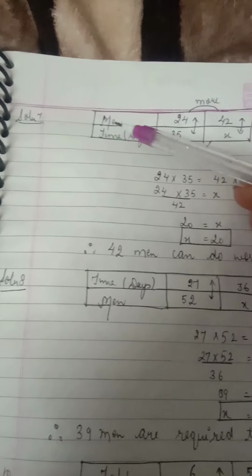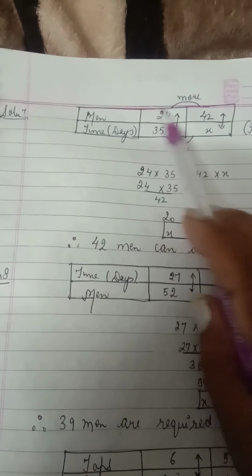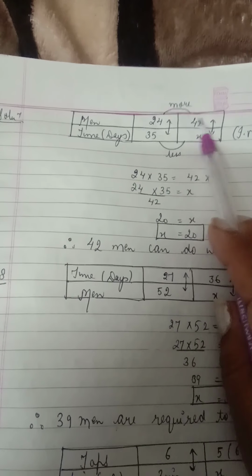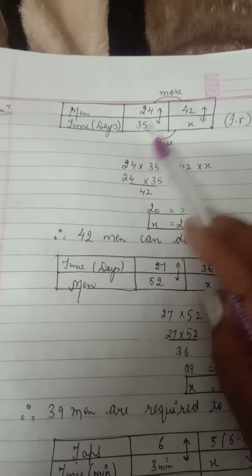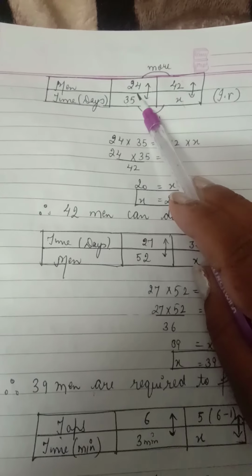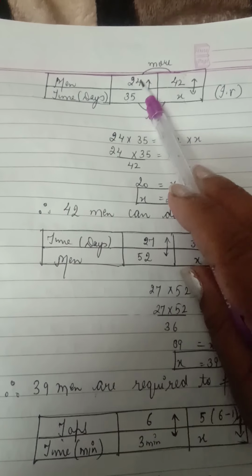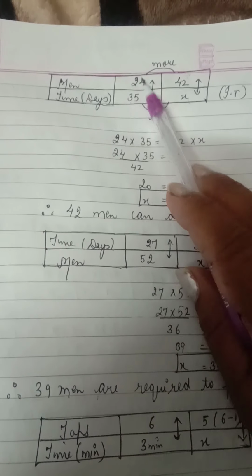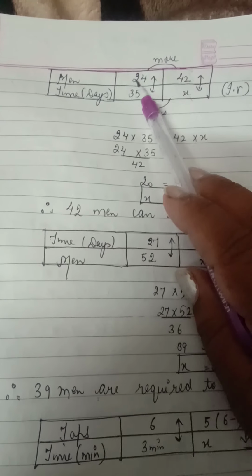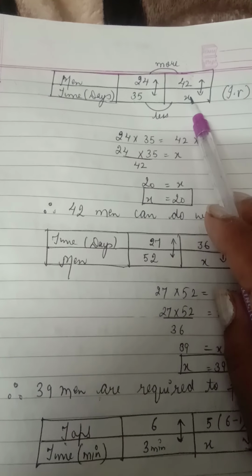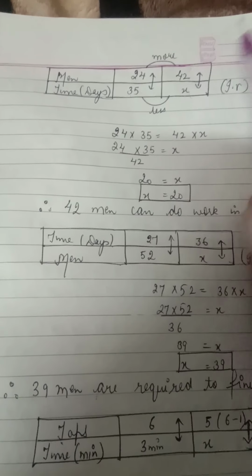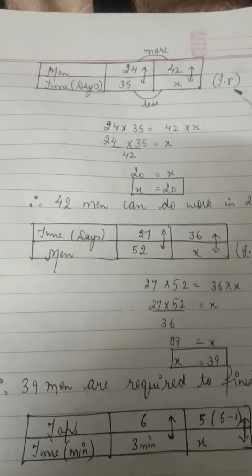Okay, number 7, let's make a box. Men 24, 42, time which is given in days 35, unknown, that is x. Now there were 24 men to do the work, now there are 42 men. That means there are more men. And time, I already told you that more people always take less time and less people always take more time. Now more, less, it means it's inverse variation.